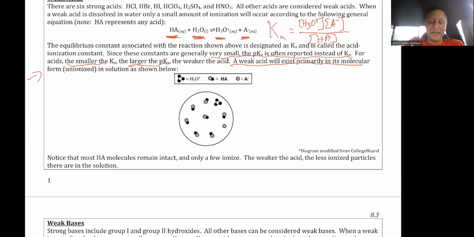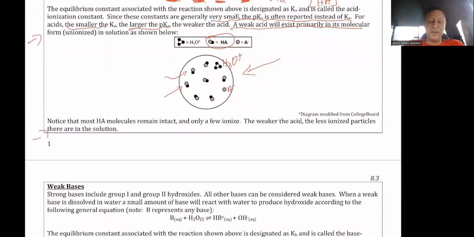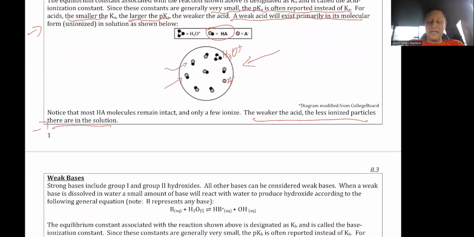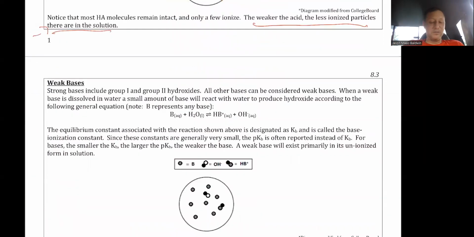And so if you're looking at an acid, and this is from a particulate diagram right here, the way you tell that this is a weak acid is HA is the acid, and you can see most of the HA particles, I'm just going to point to a few of them, are undissociated. There's only one A- particle, right? This would be our A-. This is our hydronium ion that has actually dissociated. And so since most of the HA molecules remain intact and only a few ionize, that would be the diagram for a weak acid. The weaker the acid, the less ionization there is in solution. And we'll actually look at how we can determine percent ionization here in just a minute as well.